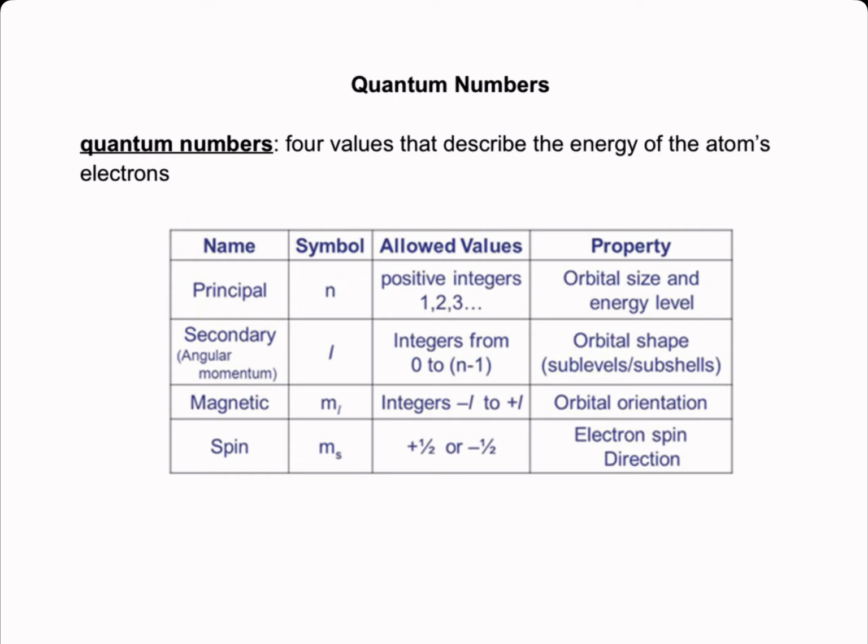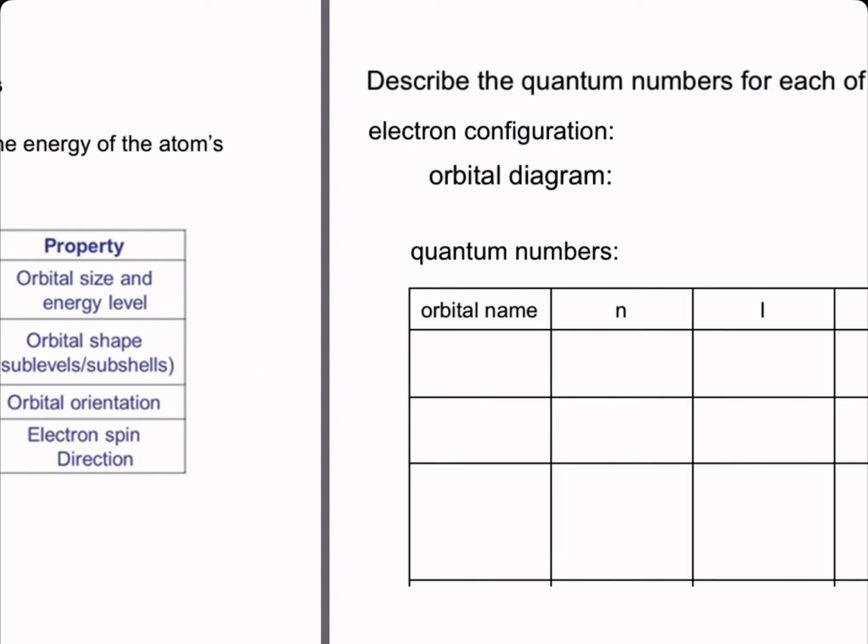The magnetic quantum number has the symbol ml, and that describes the orbital orientation in space, and it has values of negative l to positive l. The spin quantum number describes the electron spin direction, and the symbol is ms. If the electron is spinning upward, that would be a positive 1/2, and if the electron is spinning downward, that would be a negative 1/2. Let's take a look at an example.